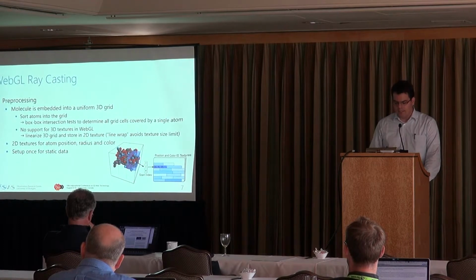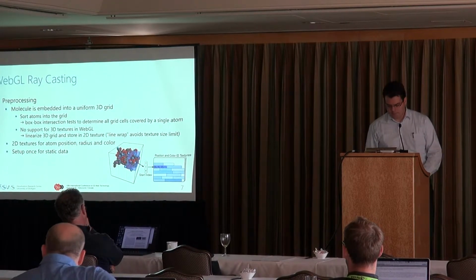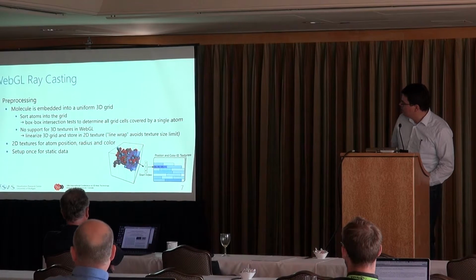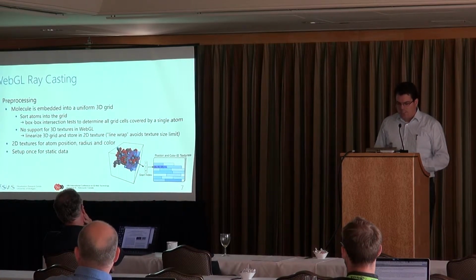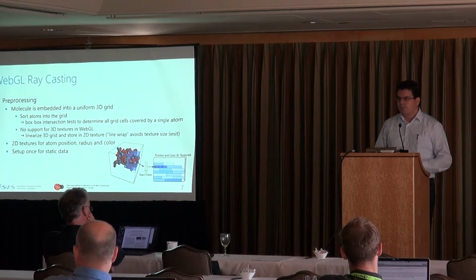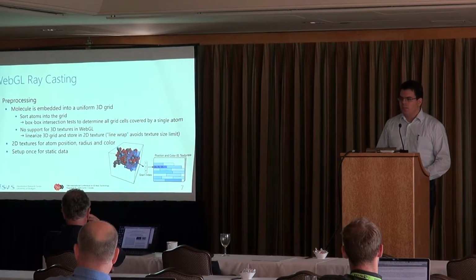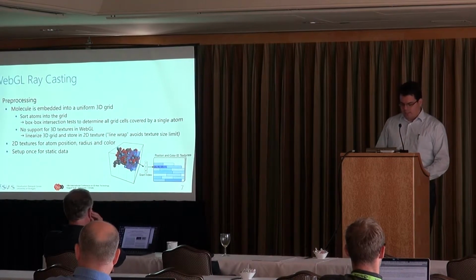So how do we pass this raycasting work? First, we need to pre-process our data, so all our atoms are sorted into this acceleration grid. You can see the sketch here. Our atoms are embedded into a bounding box, which is the acceleration grid. And we do box-box intersection tests to intersect the bounding box of individual atoms with our grid cells and sort each atom into all grid cells that cover this atom. And again, we need a workaround for 3D textures. If we upload this grid to the GPU, we can't use a 3D texture like we would do on a regular desktop machine. We have to linearize our 3D texture and store it in a 2D texture. And the same is true for the atom positions, radii and colors.